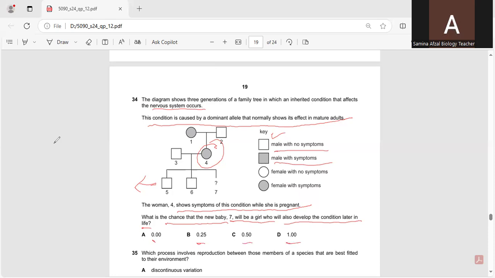So here, I would like to say the option is B, 0.25. Only the chances are 0.25 because two of them are male, but we have to consider the female. So the only chance for her is 0.25. So B is the correct option. A, C, and D are not the correct options.